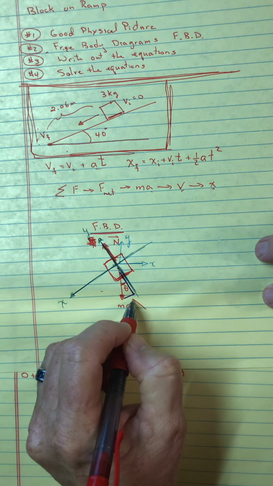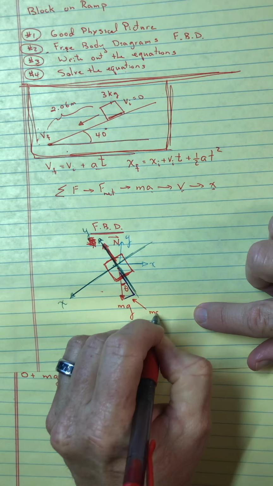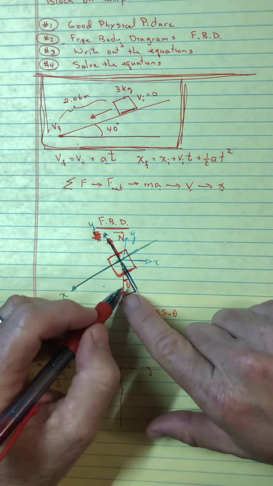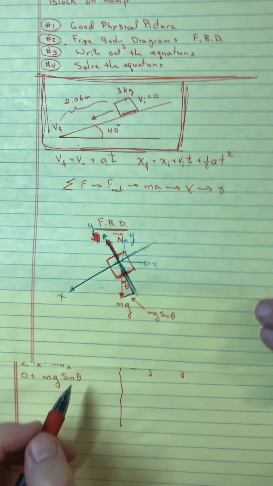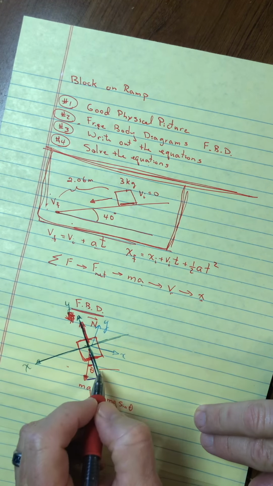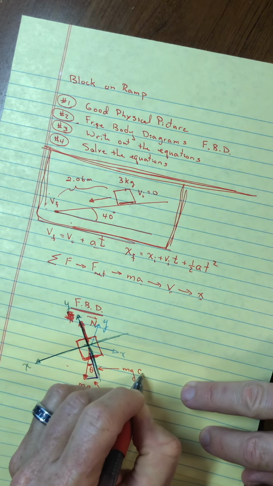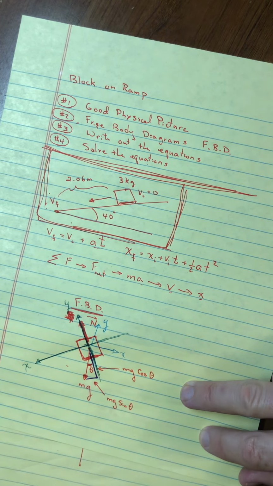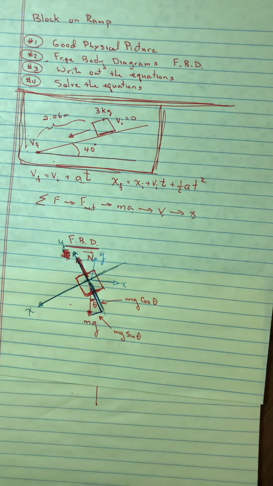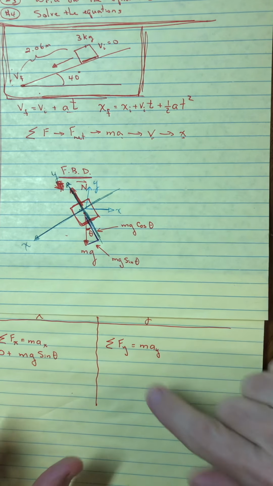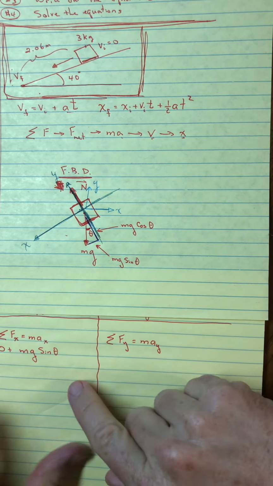That little purple piece right there would be mg, and it would be opposite of the sine theta. And by the way, this purple piece, which I'm going to need in a moment, would be mg, and it would be adjacent. So it would be cosine theta. And that'd be the y component. But that's what I need over here. So I'm getting ahead of myself here.